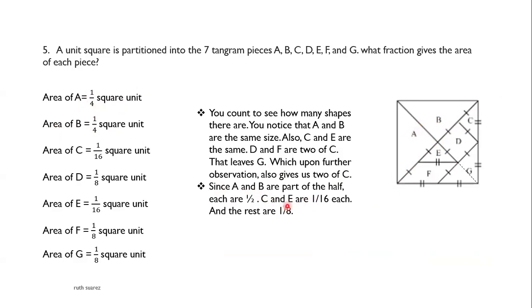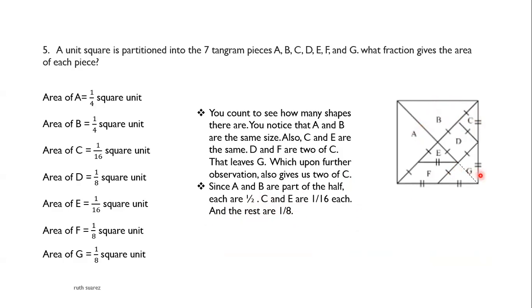C and D are 1/16 each. And how do we know that? Well, if you put these together, you see that there's 1 and 2, 3 and 4. So you pretty much divide 1/2 into 4 parts. And that is going to give you 1/16 each. And the rest are 1/8.